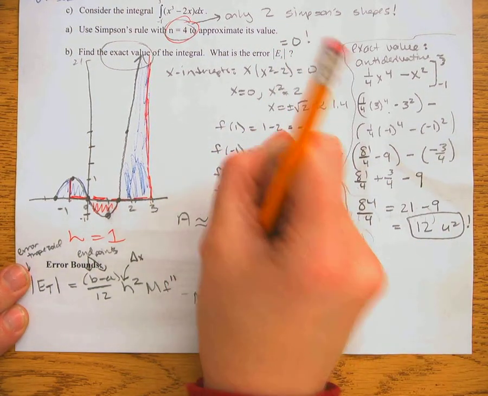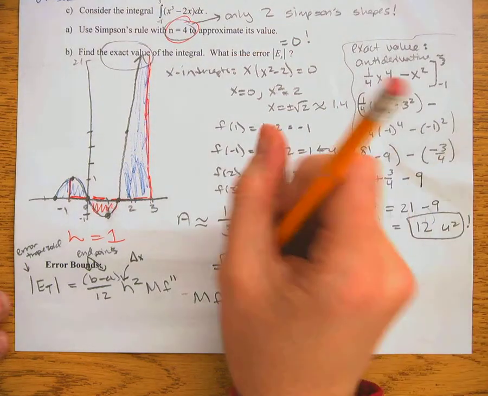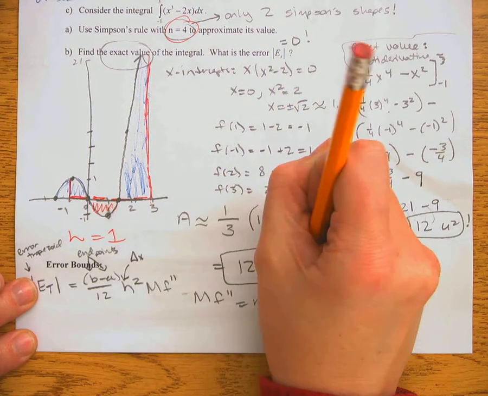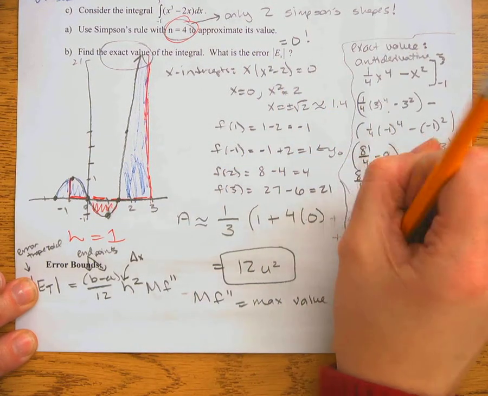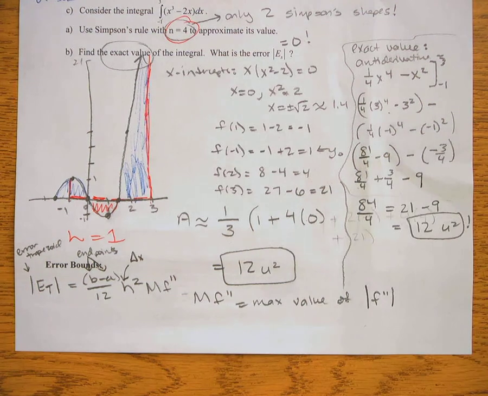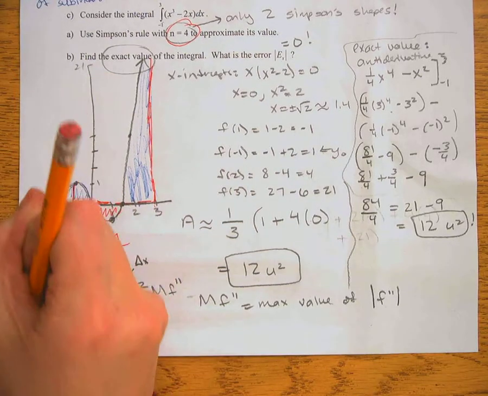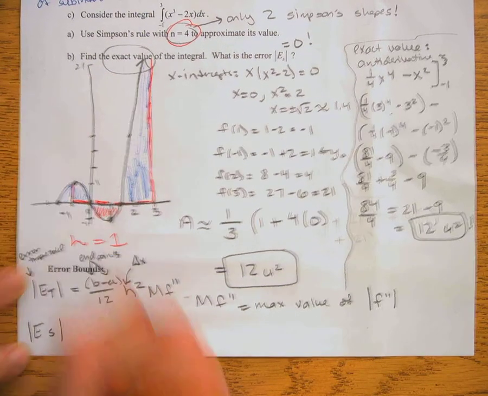And then this M f double prime is basically the maximum value of your second derivative. In fact, not just that, but the maximum value of the absolute value of your second derivative. So it's like the highest numerical value of the second derivative, whether that was a positive value or a negative value. It's whatever the biggest number value was, and then you just make it positive. So that's trapezoid error. That's how you can figure out your error.